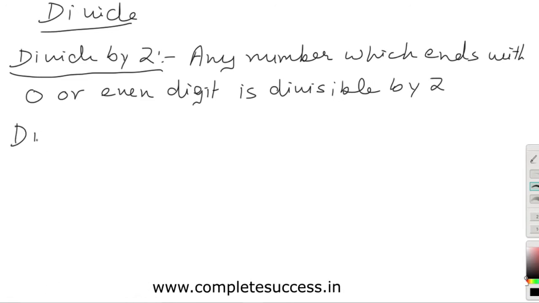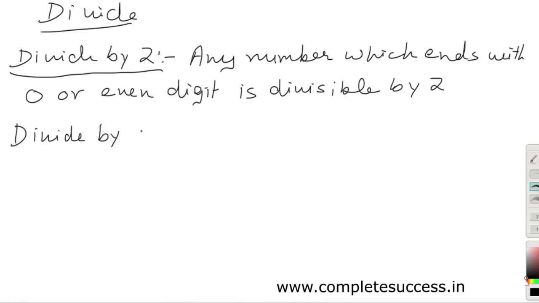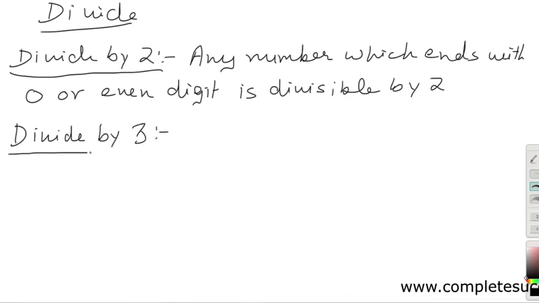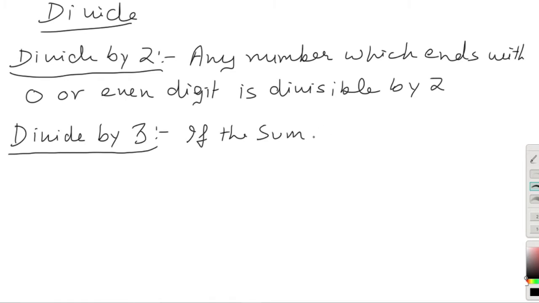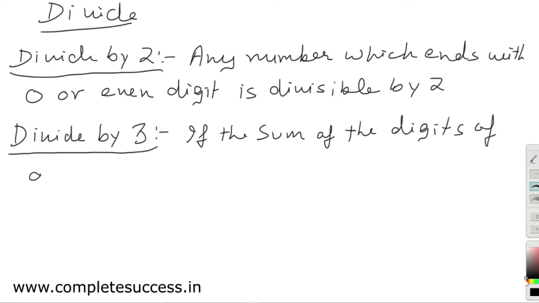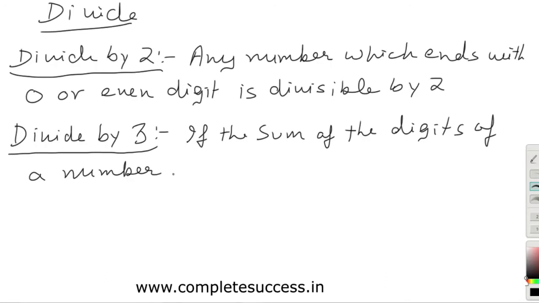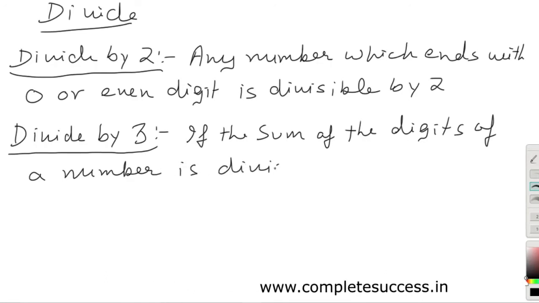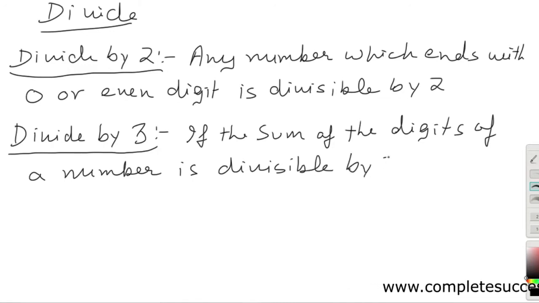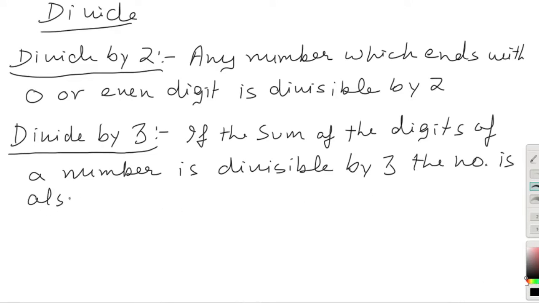Next is divide by 3. If the sum of the digits of a number is divisible by 3, the number is also divisible by 3.